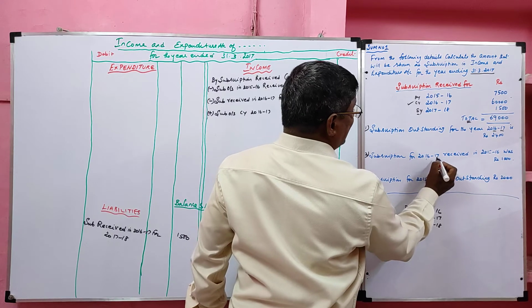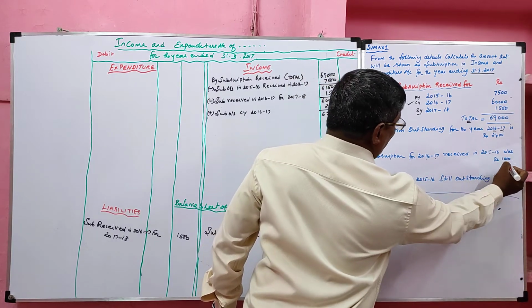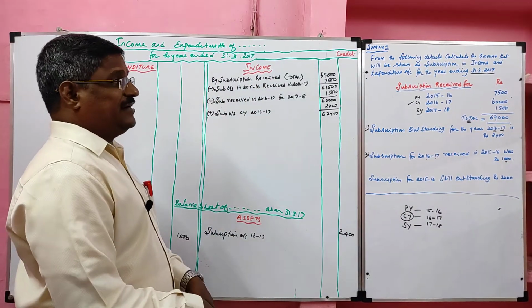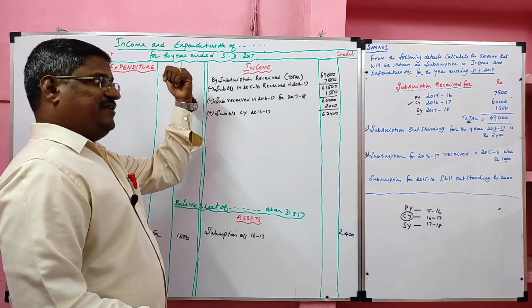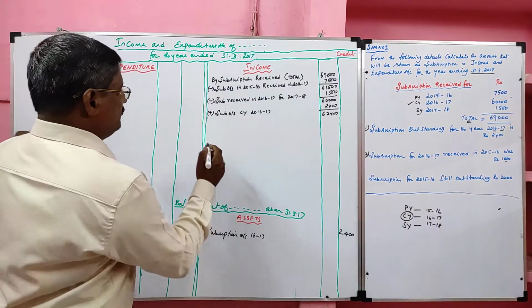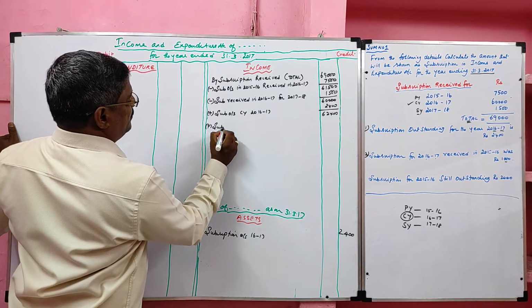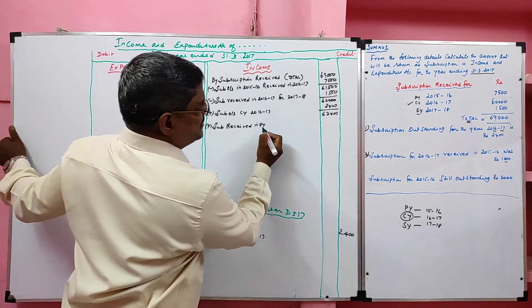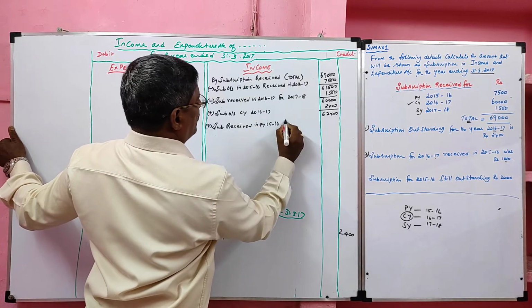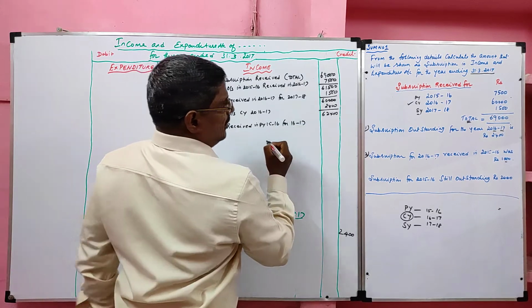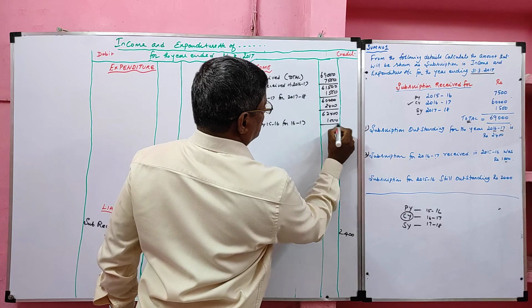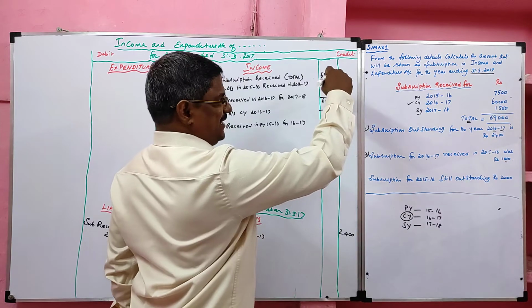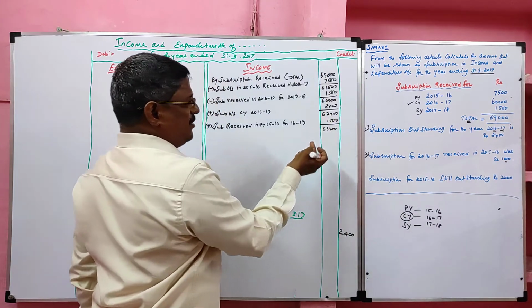Subscription for 1617 received in 1516 was rupees 1000. So current year subscription received in the last year, previous year. So what we have to do, it belongs to the current year, so we have to add. Subscription received in previous year, that is 1516 for 1617. The value how much? 1000 rupees. 63,400. So this subscription they received last year for current year. So we have to add because it belongs to the current year.